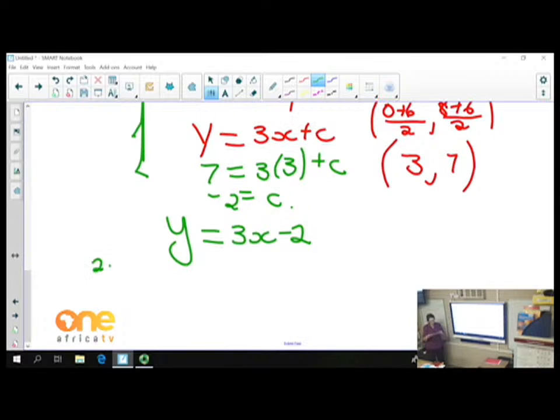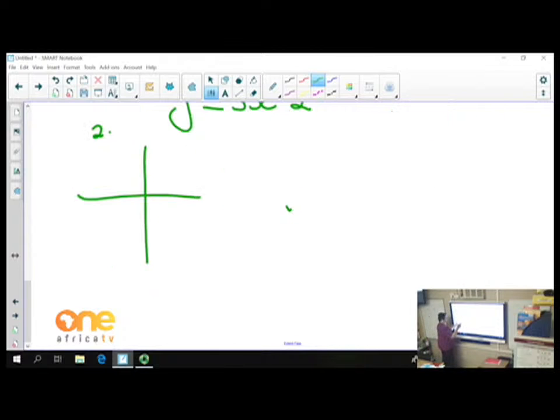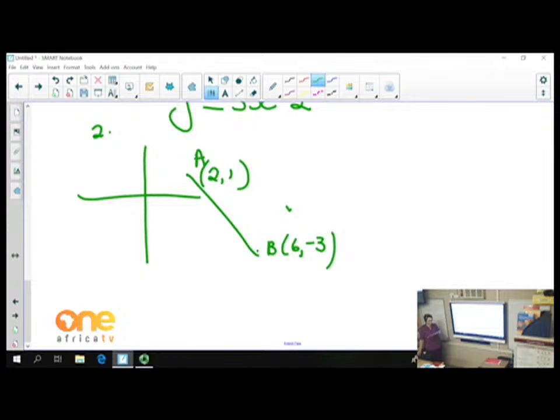Number 2. The points A and B have coordinates. The coordinates of A is 2, 1, and the coordinate of B is 6, -3. So B is here. So that is then the line AB. Find the equation of the perpendicular bisector of AB. So it's very similar to what we've done now. So what will the perpendicular bisector be? It will be this line. And yes, there it is 90 degrees. So that is the perpendicular bisector there.